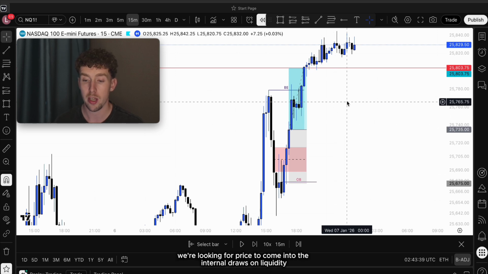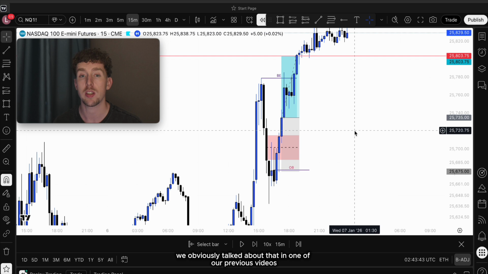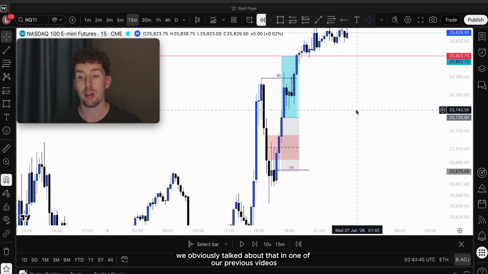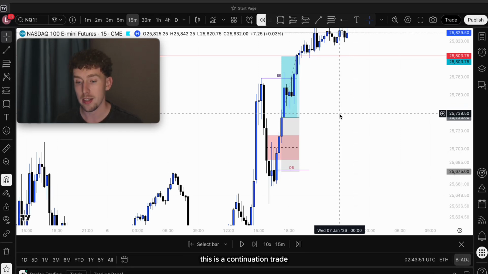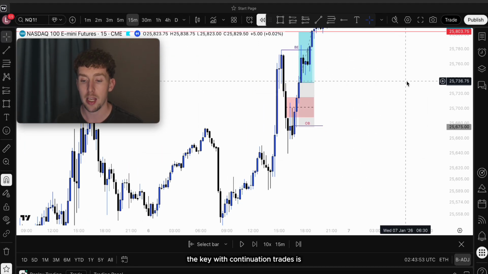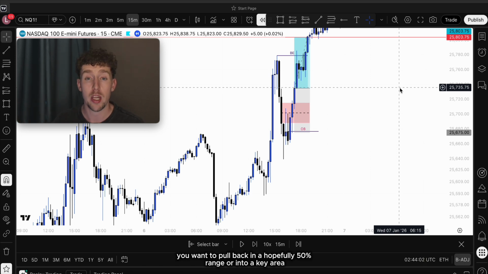We're looking for price to come into the internal draws on liquidity and then push to the external. We obviously talked about that in one of our previous videos, and this is another example with the actual terminology we're going to use: continuation and reversal trades. This is a continuation trade. The key with continuation trades is you want it to come back into a key area. You don't want to just go up a little bit. You want to pull back into hopefully 50% range or into a key area like a 15-minute fair value gap, somewhere with SMT, into one of the key areas we use in our trading.